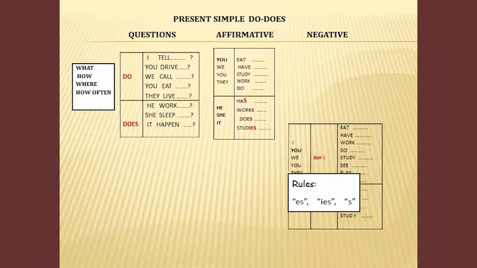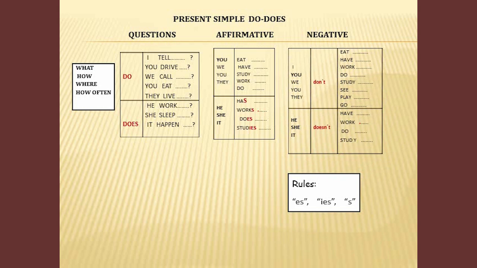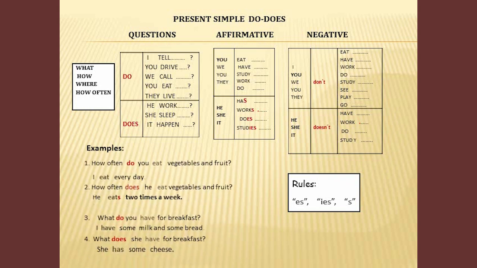Now, for the negative sentences, we use don't and doesn't. And the structure is the same as the affirmative sentences. Don't forget to use don't for I, you, we, you, they, and doesn't for he, she, it. Now, let's apply the grammar.